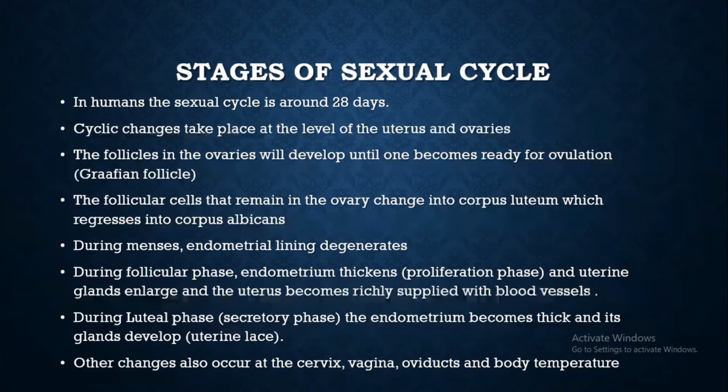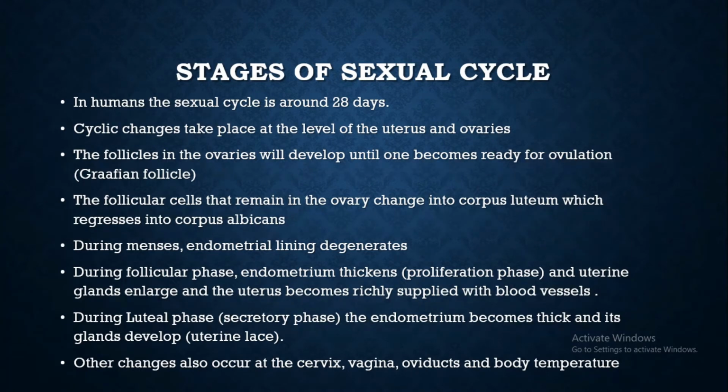So proliferation phase is multiplication phase. And this name is usually given in the uterine cycle, the cycle of the uterus before day 14, before ovulation takes place. What's happening at the level of the uterus is the thickening of the endometrial lining. So this is why we call it proliferation phase. Also, while the endometrial lining is thickening, the glands at the level of the uterus also start to develop and enlarge, and the uterus will become richly supplied with blood vessels. All of these take place during the proliferation phase.